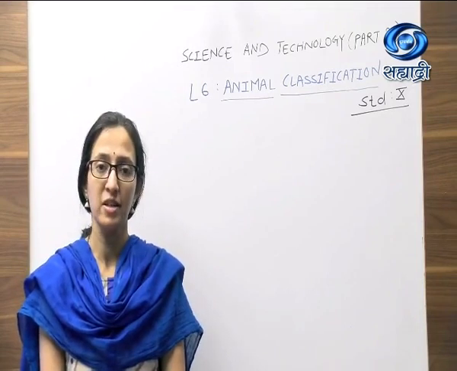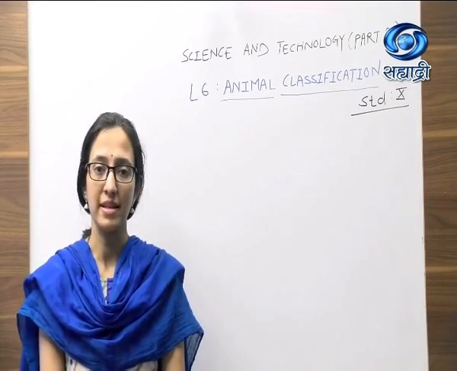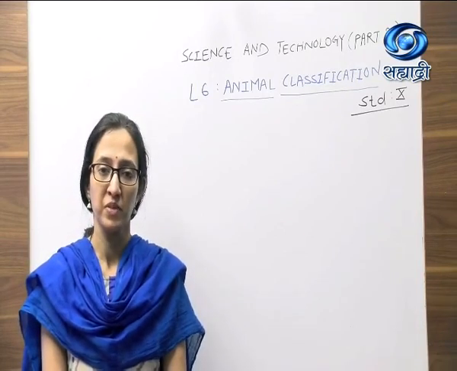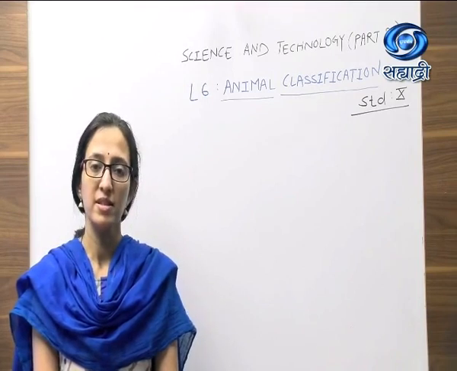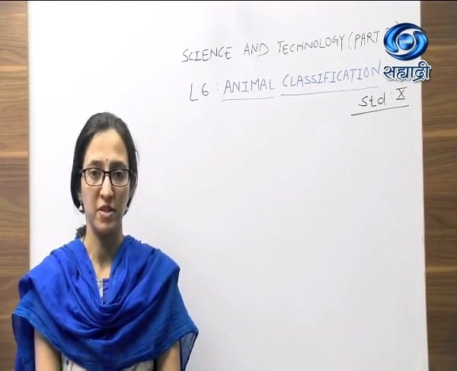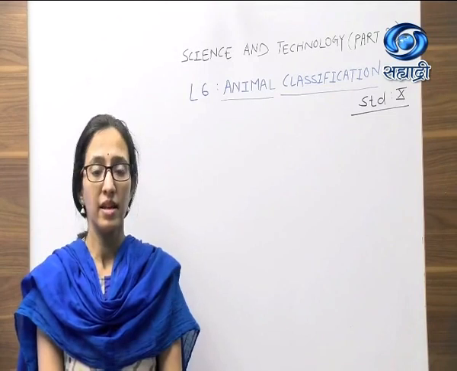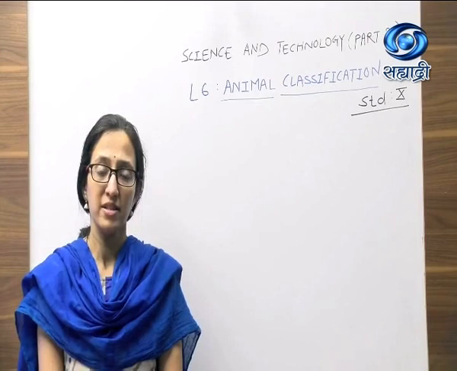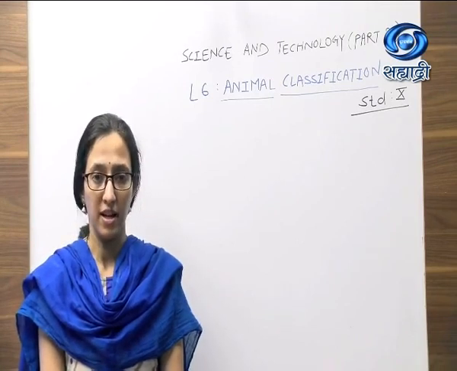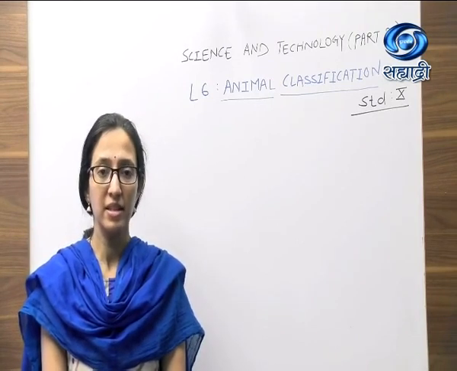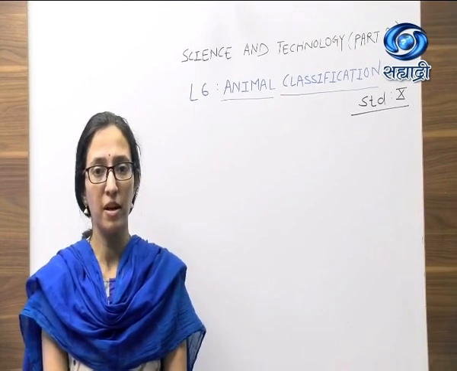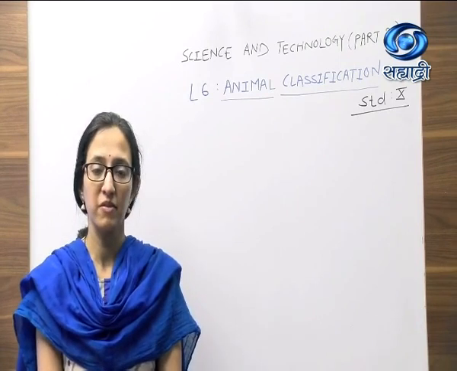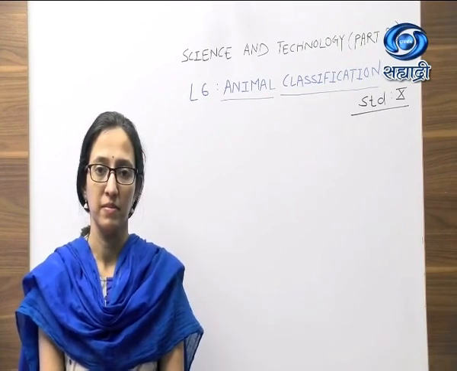Today I am here again to discuss chapter number 6, that is Animal Classification, from your Science and Technology Part 2. In our earlier session, we discussed criteria for animal classification. We discussed characteristics of chordates and non-chordates, and we are discussing some animal phyla. Now let us revise these points first and we'll complete all the remaining phyla in this session. Let us begin with the PowerPoint presentation.